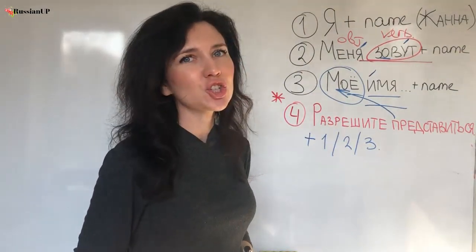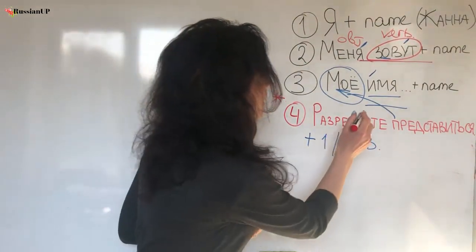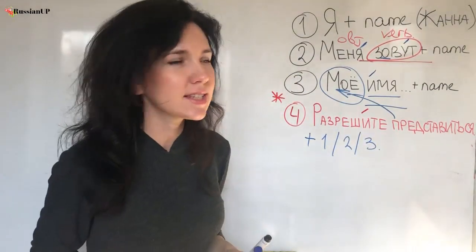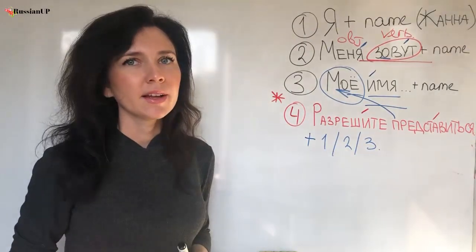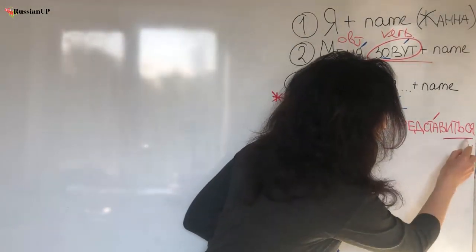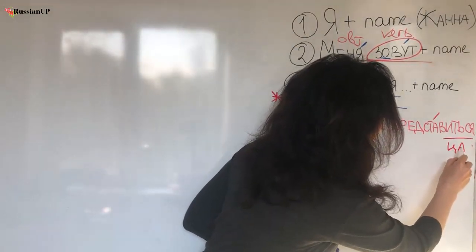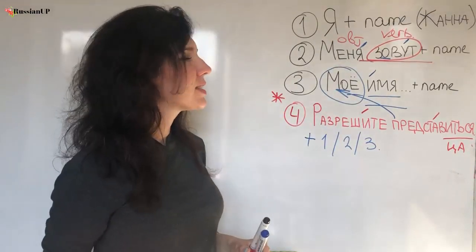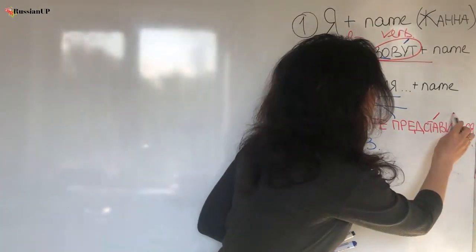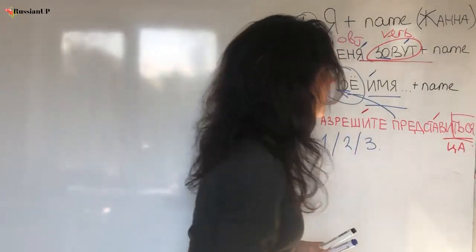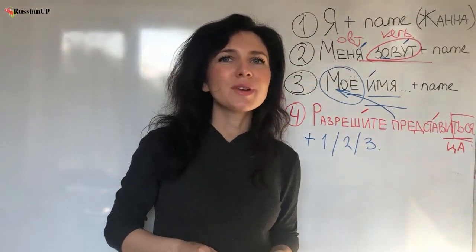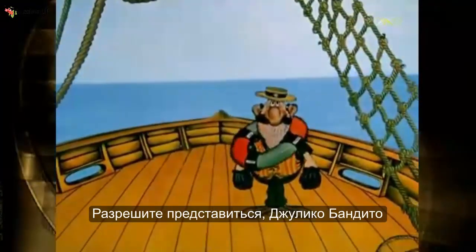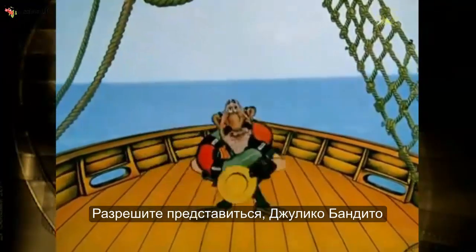Разрешите, разрешите. The stress mark is here. Разрешите представиться, представиться. And we read this ending like ца. Разрешите представиться, представиться. Okay? Let me introduce myself. Разрешите представиться. Разрешите представиться, Джулика Бандитто.